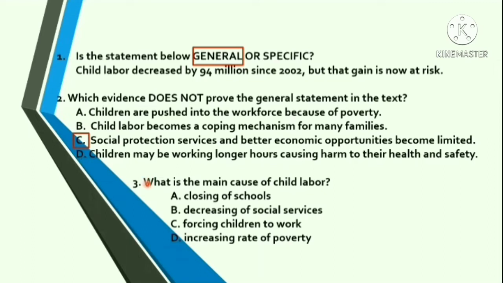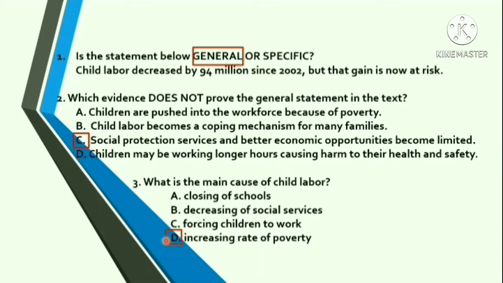Alright, number 3. What is the main cause of child labor? A, closing of schools. B, decreasing of social services. C, forcing children to work. Or D, increasing rate of poverty. What is your answer? It's letter D.